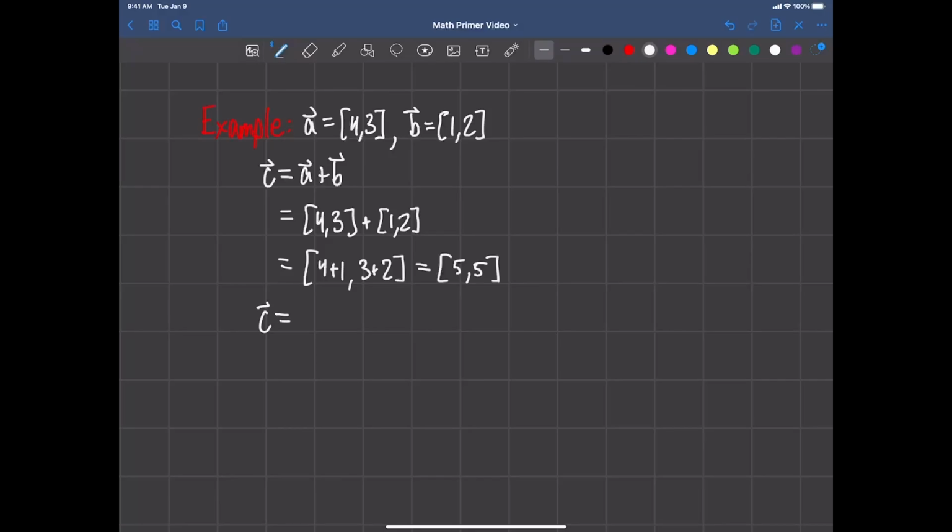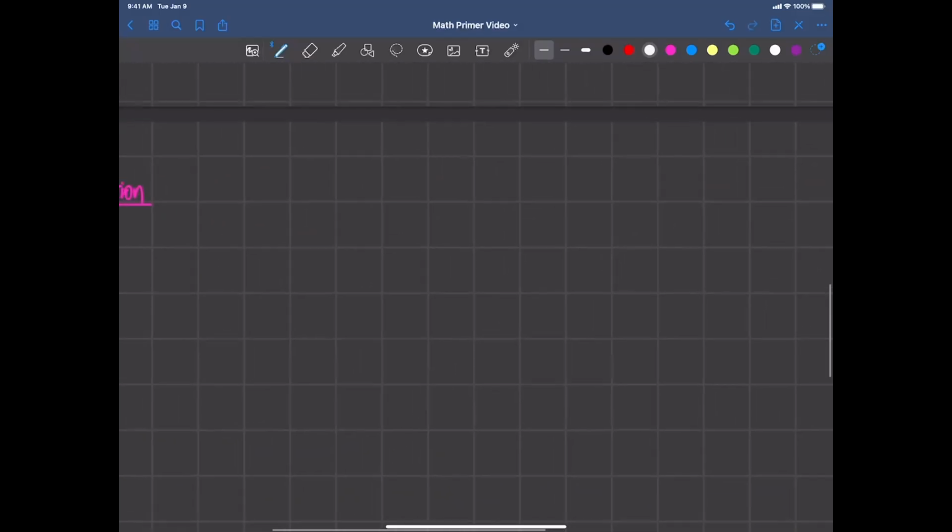Similarly, with subtraction, vector A minus vector B is 3, 1, because 4 minus 1 is 3, and 3 minus 2 is 1. Pretty simple. Now, let's talk about linear independence.